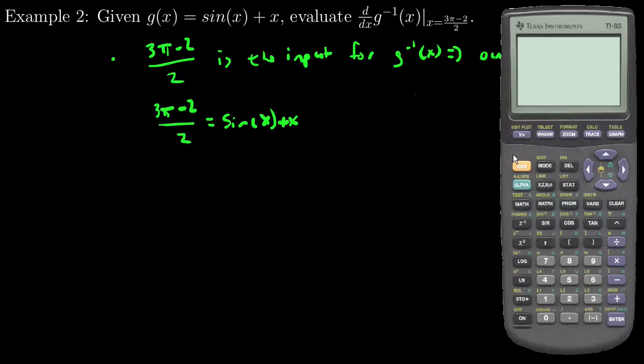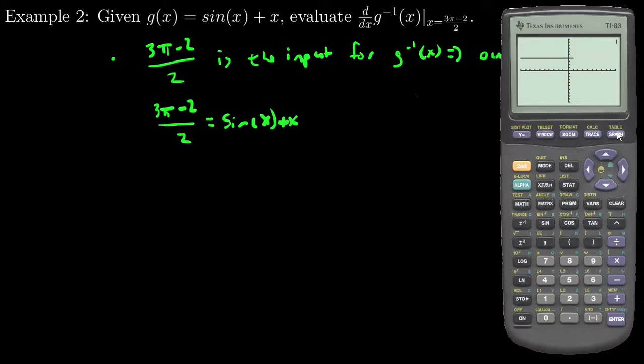So what I would recommend doing is graph this, and see where they intersect. That's always an option for us when we are solving equations, and I just need a numerical solution. So I will graph 3 pi minus 2, all divided by 2. And I will graph sine of x plus x.